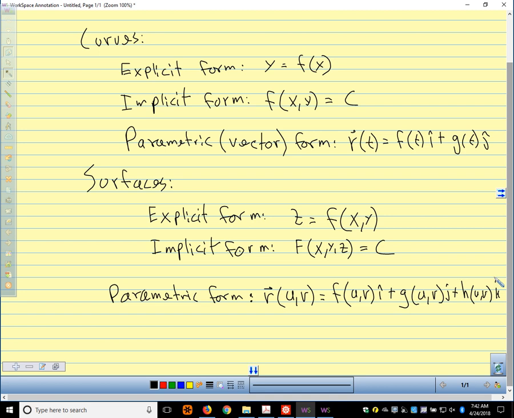Now, a couple of examples that we didn't necessarily think of as being parametric surfaces are when we talked about cylindrical coordinates or spherical coordinates. x is some function of r and theta, y is some function of r and theta, and z is some function of r and theta. Z is just z in cylindrical coordinates. And in spherical coordinates, x is some function of rho and phi, y is some function of rho and phi, and z is some function of rho and phi. Actually, rho, phi, and theta.